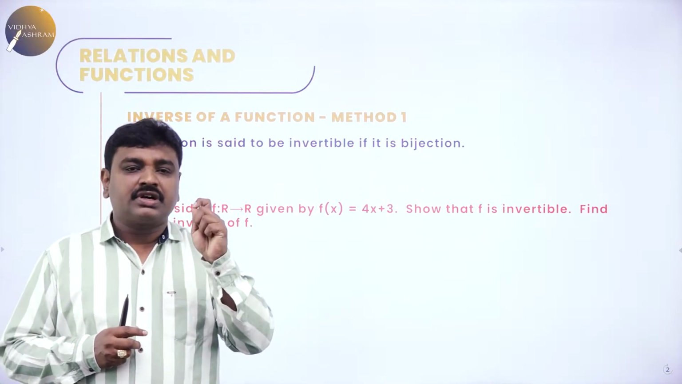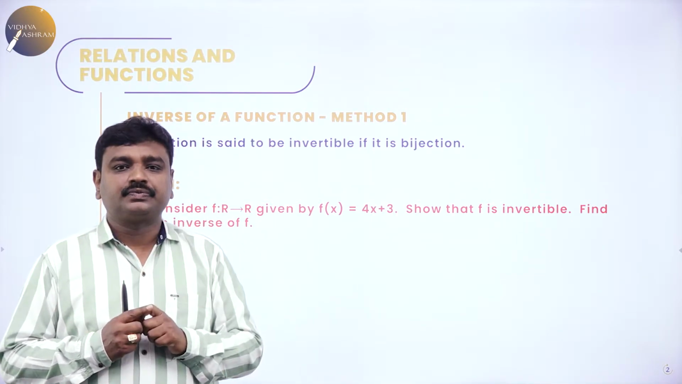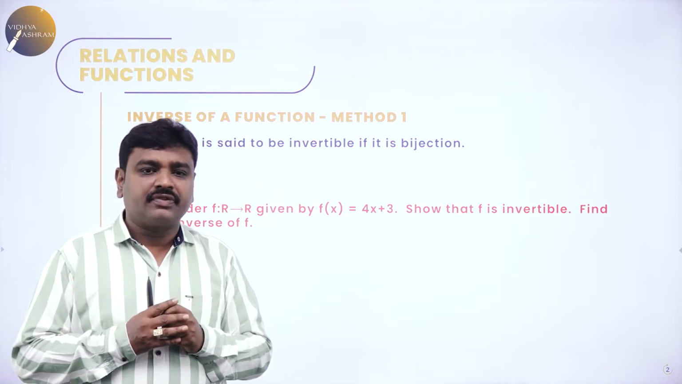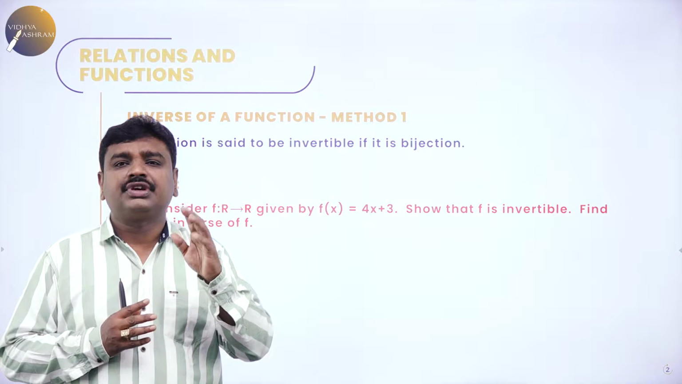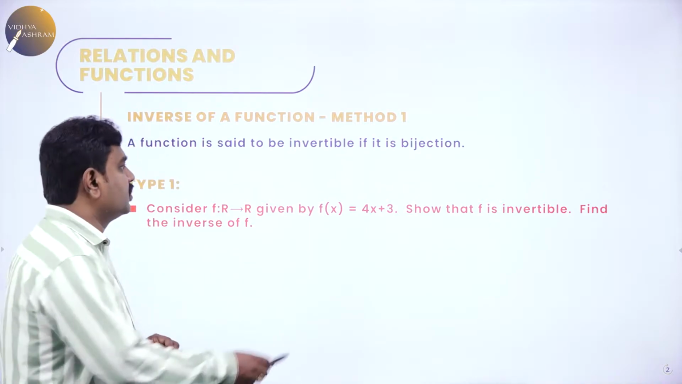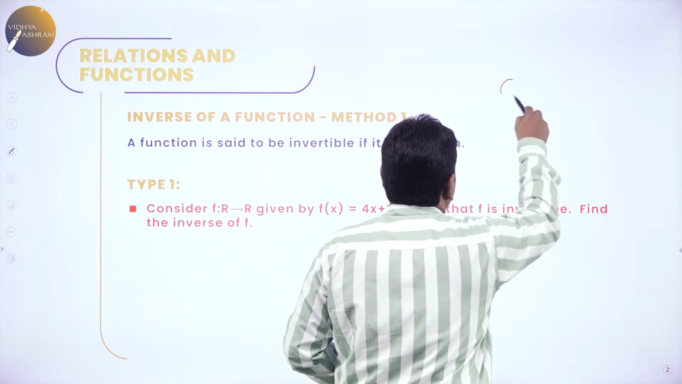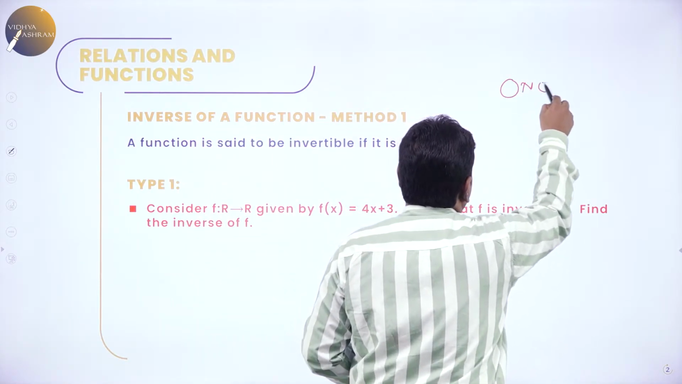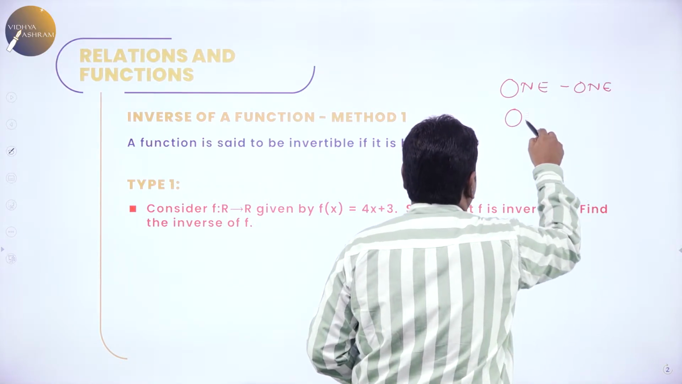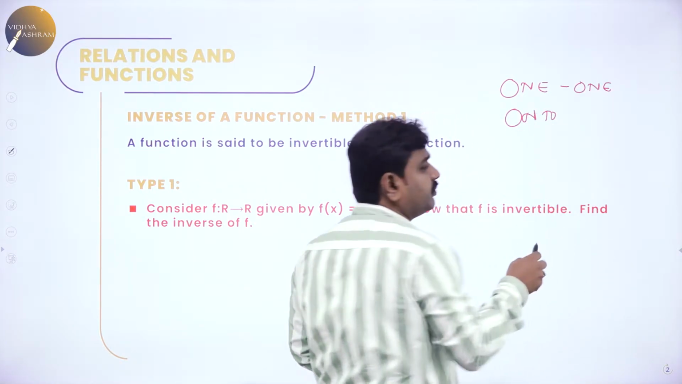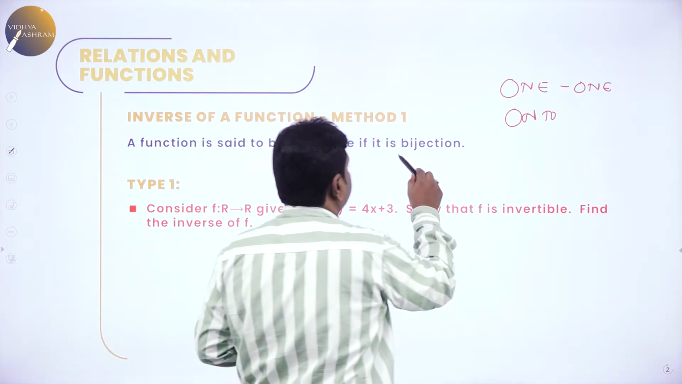First, a function is said to be invertible if it is both one-one and onto. Not every function is invertible, meaning for every function we cannot find the inverse. We can find the inverse if and only if the function is both one-one and onto. The given function should be one-one and it should be onto. If it is both, then we can find the inverse, meaning it should be bijective.